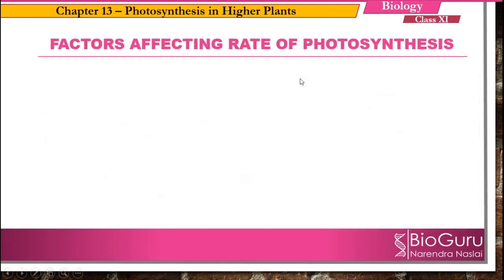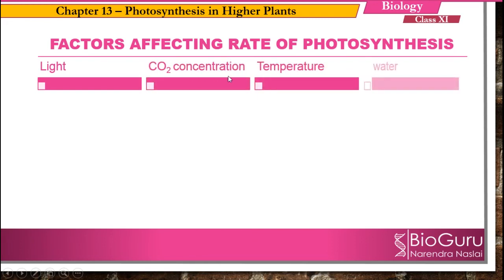Factors affecting the rate of photosynthesis. You know what? Photosynthesis depends on many factors. So what are those? Let us see. Light, CO2 concentration, temperature, as well as water. Photosynthesis depends on these many factors, right?